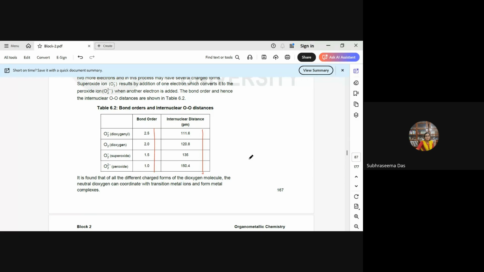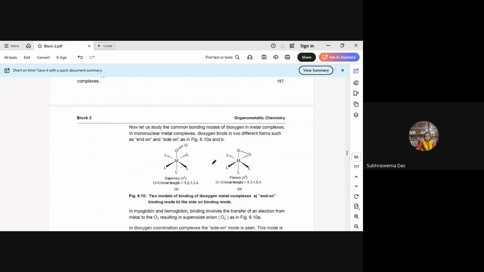That is the O2. It has been known that it can combine with transition metals and form dioxygen complexes. So let us study the common bonding modes of dioxygen in metal complexes.